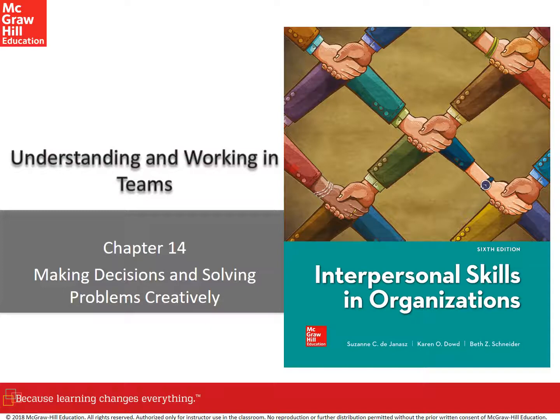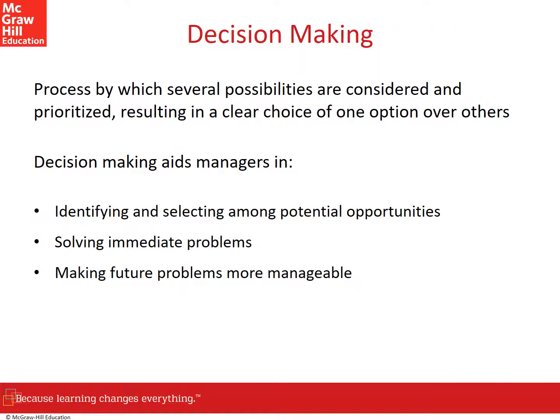All right, our last chapter is understanding and working in teams, and specifically in this chapter, we're going to look at making decisions and creative problem solving. Fun, right? All right, so decision making is a process in which several possibilities are considered, sometimes prioritized, but decision making means that there's going to be a clear choice of one over the other.